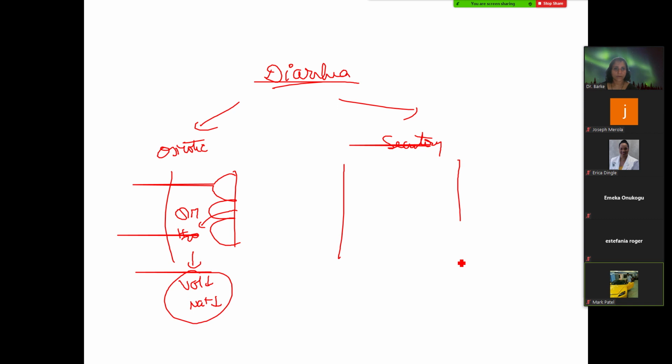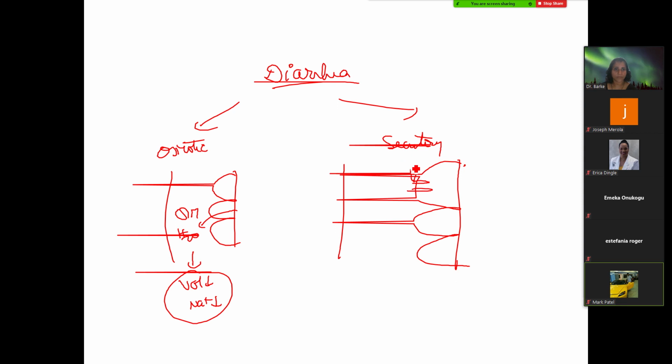Whereas in secretory diarrhea, for some reason there is secretion of ions. The chloride channels become open and there is secretion of chloride, which will drag sodium and water along the paracellular routes. So what were the different factors which led to overactivity or opening of these chloride channels?